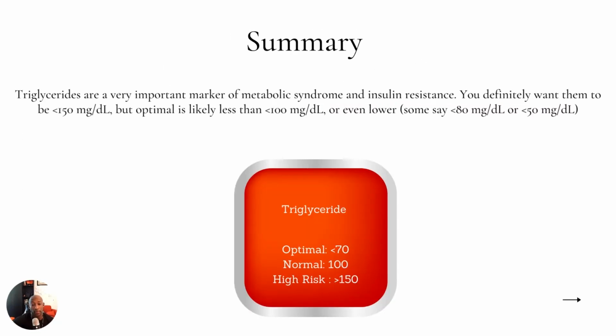In summary, triglycerides are a very important marker of metabolic syndrome and insulin resistance, and you definitely want them to be less than 150, but optimal is less than 100 or even 70. I prefer being under 70. Mine is about 55.